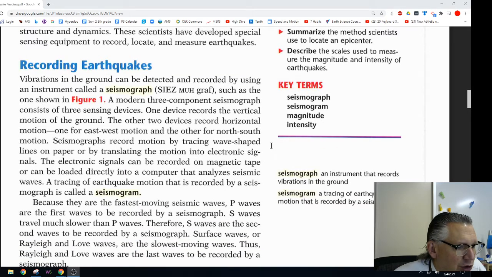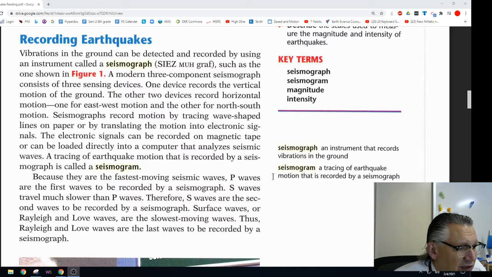Seismographs record motion by tracing wave-shaped lines on paper or translating the motion into electrical signals. The electrical signal can be recorded on magnetic tape or it can be loaded directly onto the computer that analyzes seismic waves. The tracing of the earthquake motion that is recorded by a seismograph is called a seismogram.